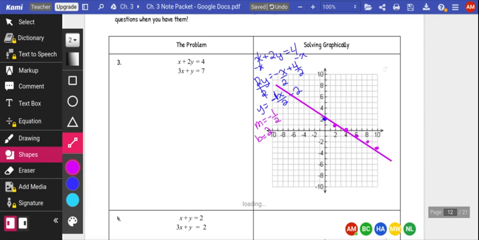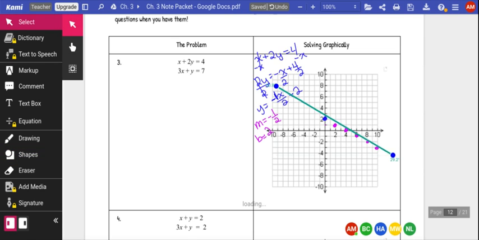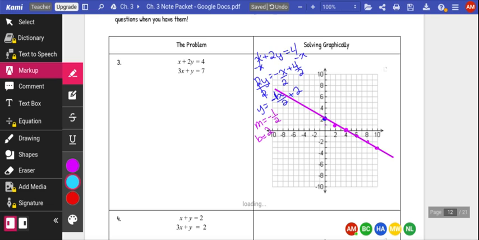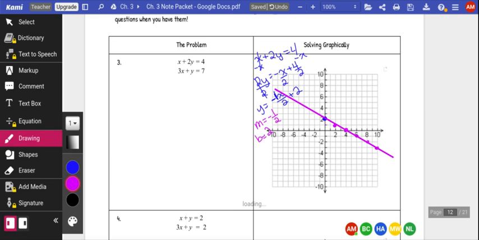Now, of course, I'm running out of space. But don't forget that you can use that template from the other lesson to help, okay? And you're going to write the equation of the line, the original equation, x plus 2y equals 4. Now we're going to do the other line, and we're going to have to get it to y equals before we can graph it. So ready? 3x plus y equals 7. Let's get it into y equals.